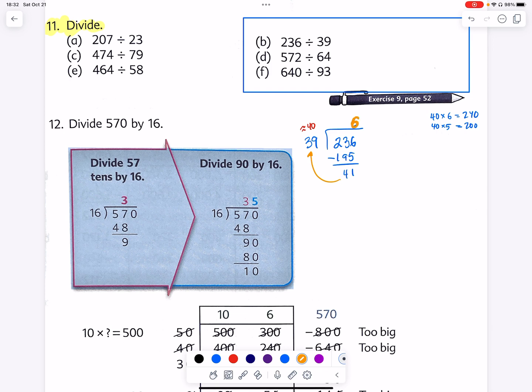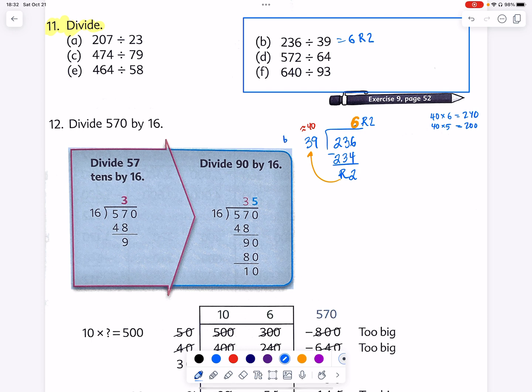236, and therefore it's a good thing I have an eraser. It's a very good thing. So I'm just going to step back. This particular estimation happens quite often. Let's go. 39 times 6. 30 times 6 is 180. 9 times 6 is 54. So it is 234. And voila, our remainder is only 2. Our remainder is much smaller than 39, which means we got it correctly. Let's write down the answer. 6, remainder 2.